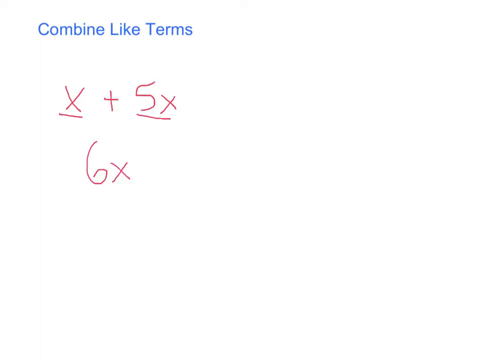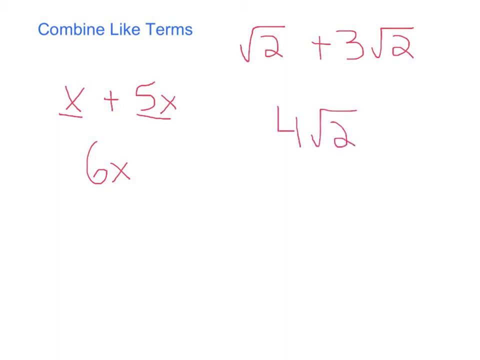So here's the first example. If we have the square root of 2 plus 3 square roots of 2, all we're really asking is how many square roots of 2 do we have? We have 1 plus 3, which means we have 4 square roots of 2. So we're not actually adding these 2's together or anything like that. We're just counting how many square roots of 2 do we have. And we have 4.